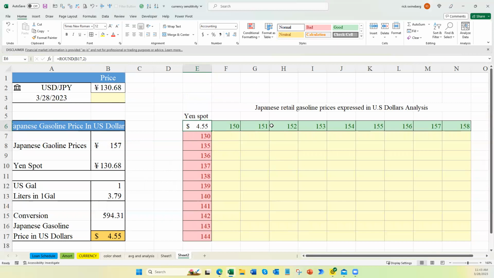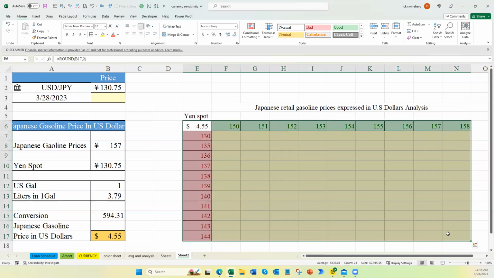So I have it here, and it's called Japanese retail gasoline prices expressed in US dollar analysis. So I put a range from 150 yen all the way to 158. That's observable. The spot price, from 130 right now, it's sitting at 130.68, all the way up to 144. You can make that increment whichever way, like I told you before. At any point, I have it incrementing by 1.